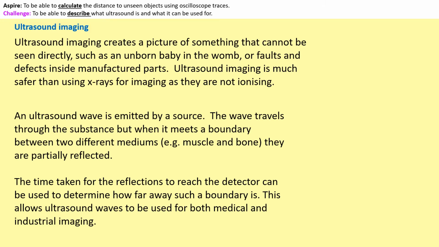Read the text that's just appeared on the screen. So read from: an ultrasound wave is emitted by a source. I'm going to just highlight a couple of words. The one that says the wave travels through a substance, but when it meets a boundary between two mediums, remember that's different materials of different density. So when it meets materials of different density, they are partially reflected.